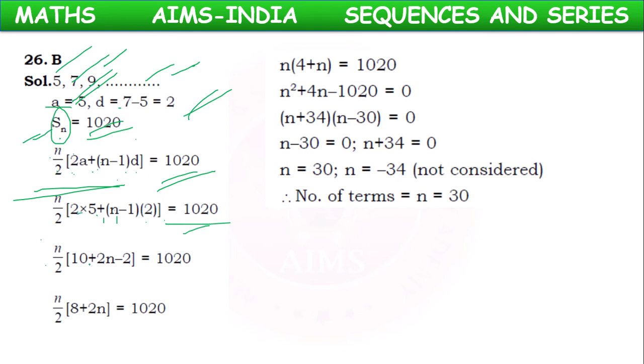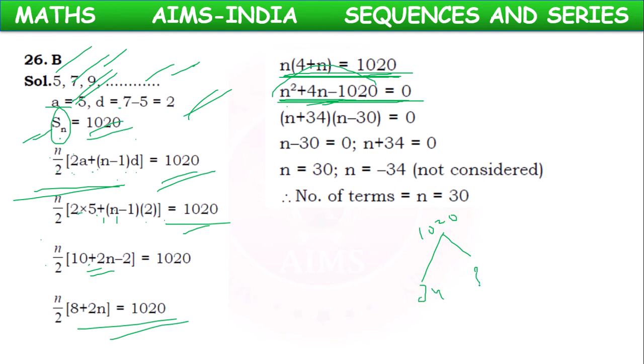So n by 2 into, after simplification, what we will get? n into (4n plus 1)... or n square plus 4n minus 1020 equals 0. If you multiply A and C, the product is 1020. To be split into two terms, the sum is equal to the middle term.